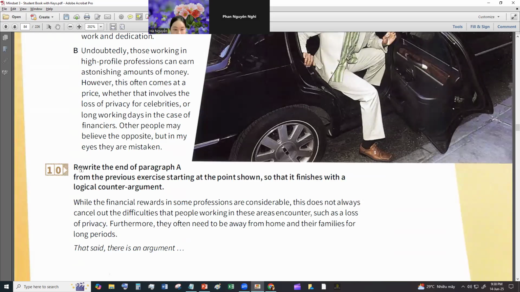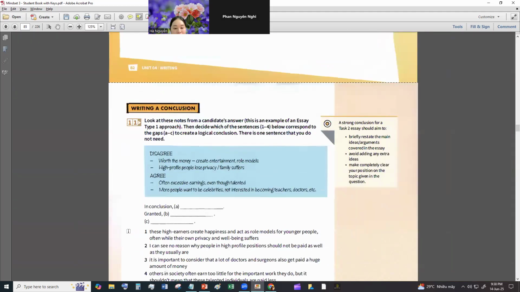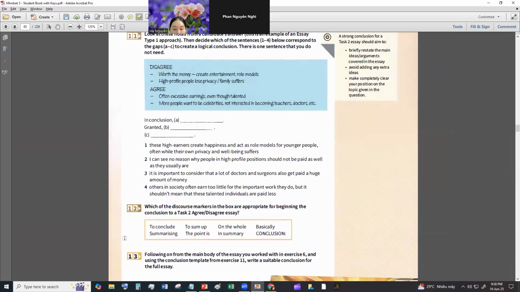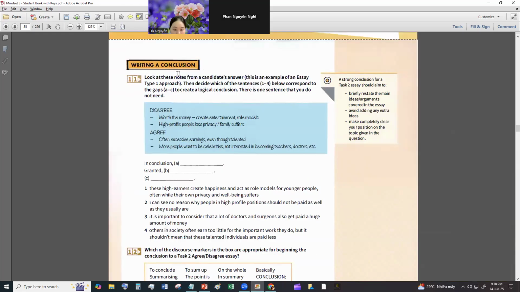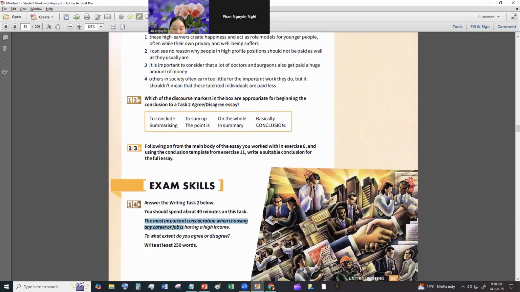And exercise 10, you rewrite paragraph A so that it is logical. Okay. And for exercises 11, 12 and 13, you learn to write a conclusion. So basically, a conclusion has two parts. You summarize the main idea, you summarize the main arguments, and you make a closing to the essay. Okay, you can read in detail on this page. And exercise 14 is to answer a complete opinion essay. All right.